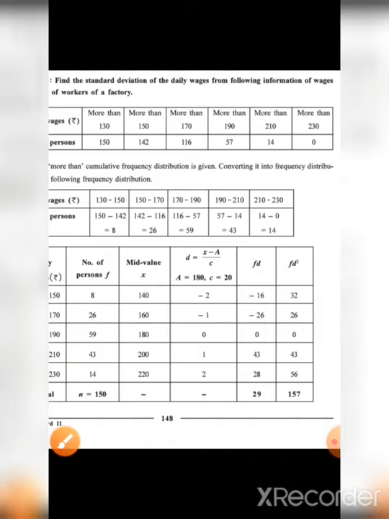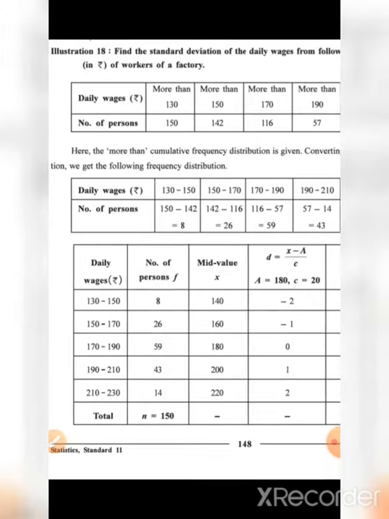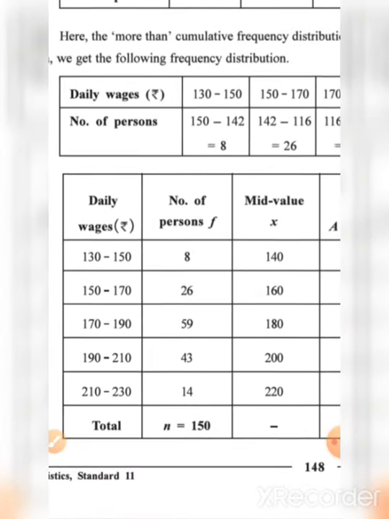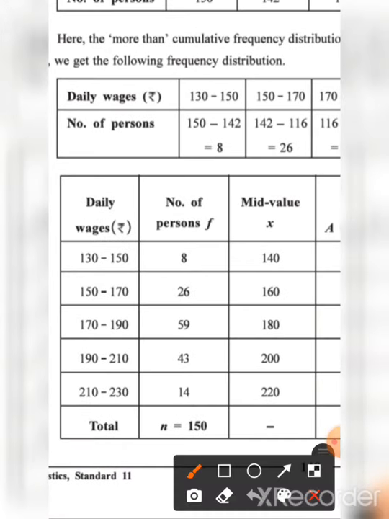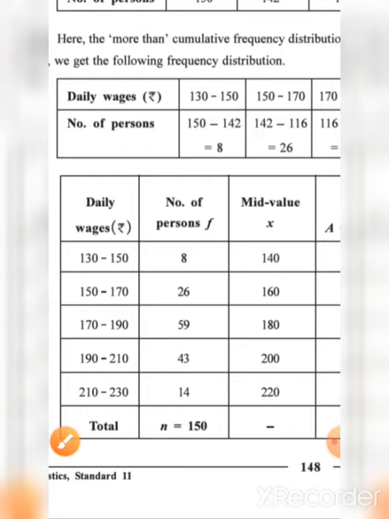Now as we need to find the deviation also, we need the column of xi, that is the mid value. You now know very well how to find the mid value. For the first class, 130 plus 150 is 280, divided by 2 gives 140. Then 150 plus 170 divided by 2 gives 160. 170 plus 190 divided by 2 gives 180. 190 plus 210 divided by 2 gives 200. 210 plus 230 divided by 2 gives 220. That's how you find the mid value.